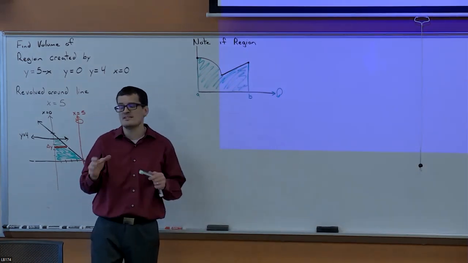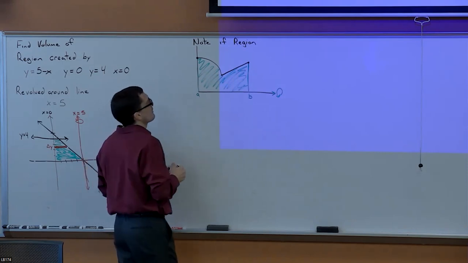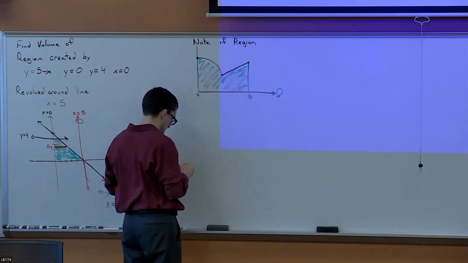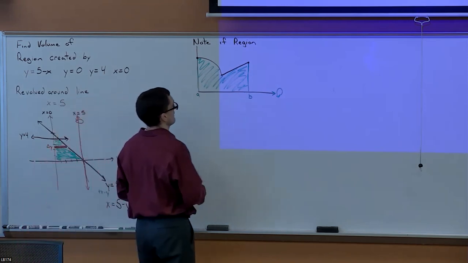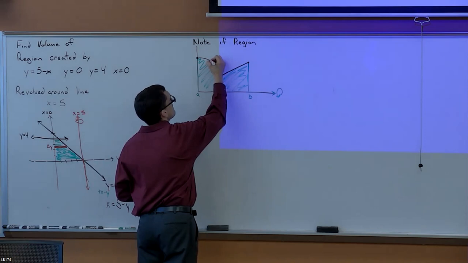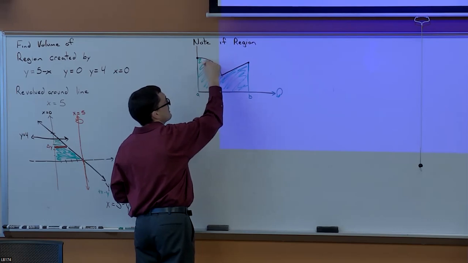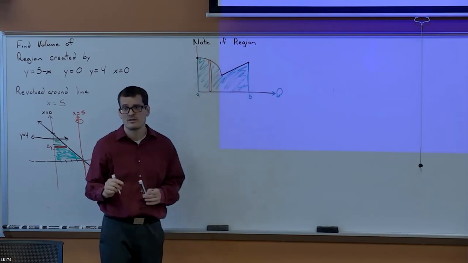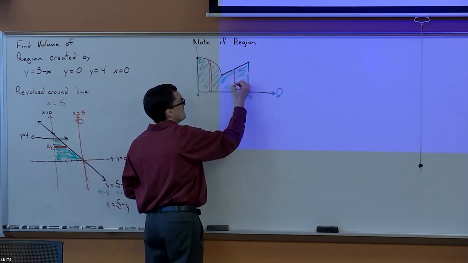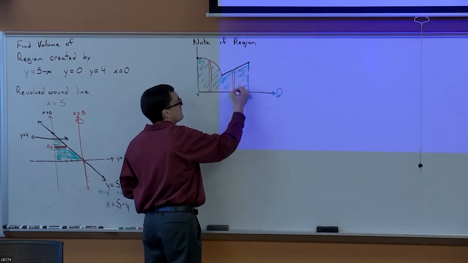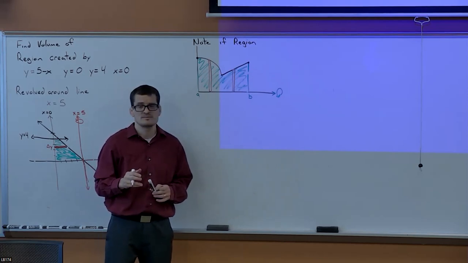But it's kind of like a piecewise defined function. All right? The rectangle tops in one section are going to be determined by this curve. But the rectangle tops in the other section are going to be determined by this curve, this line. Does that make sense?